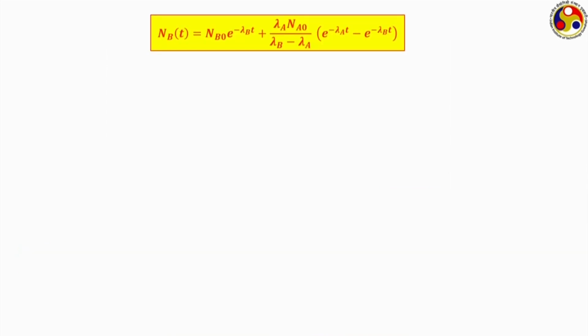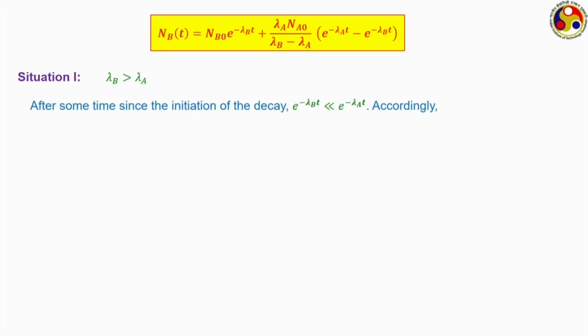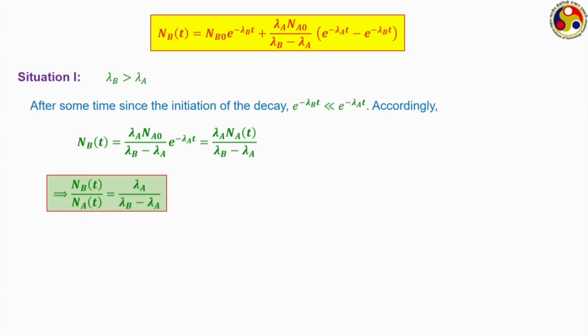Now, we can have several cases here. I have reproduced the expression for N b just for easy reference. The first situation is when lambda b is greater than lambda a, that means isotope B is decaying at a rate higher than isotope A. If we put that in the mathematical expression, after some reasonable period of time, the exponential of minus lambda b t will be extremely small compared to the exponential of minus lambda a t, and accordingly the expression for N b reduces to this particular form, finally yielding N b upon N a equal to lambda a by lambda b minus lambda a, which is definitely a constant.